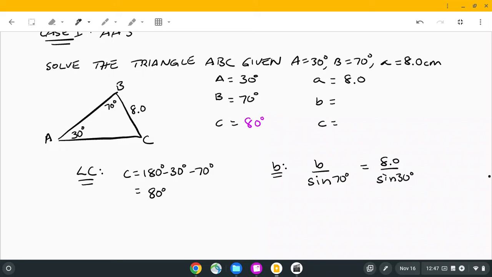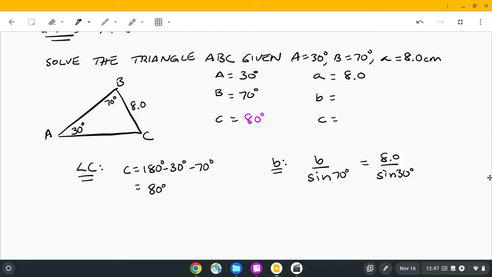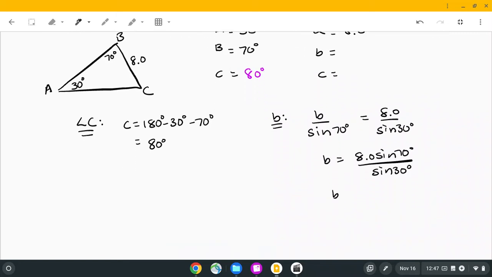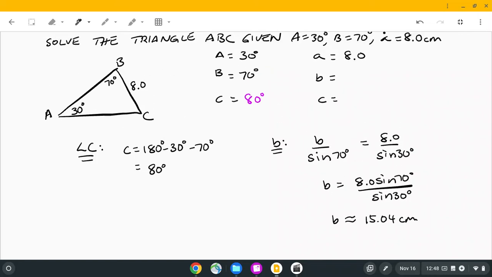Okay, and then here solving for b equals 8.0 times sine 70 over sine 30. Okay, and so lowercase b, let's say it's roughly equal to 15.04 centimeters. And it looks like we just need two significant digits, so we'll go with 15. Okay, so we have 15 there.